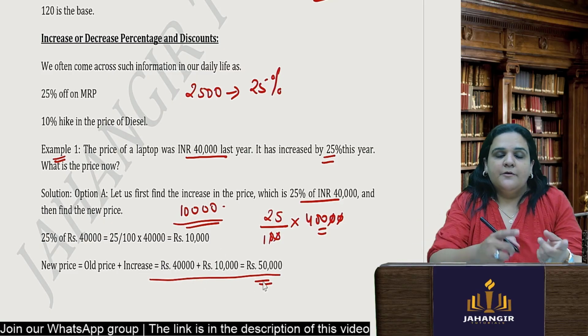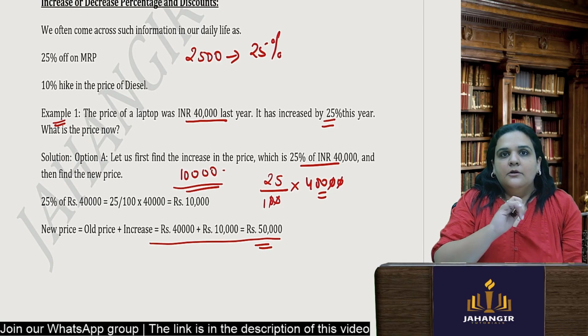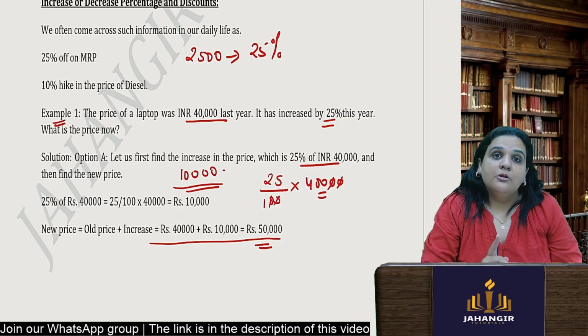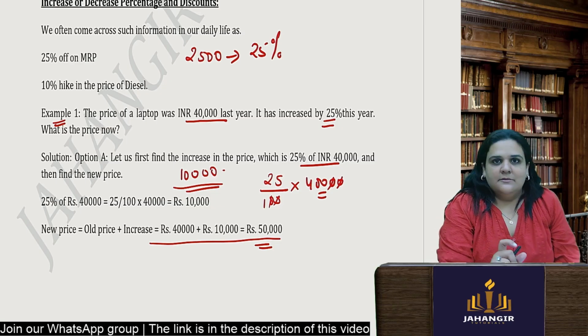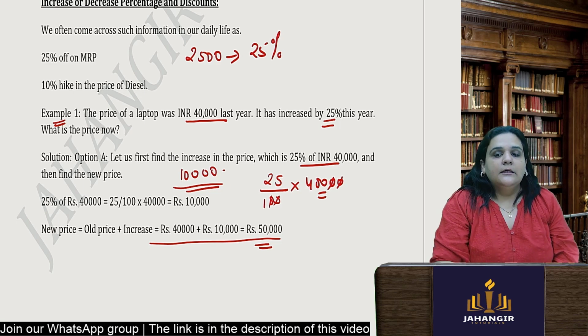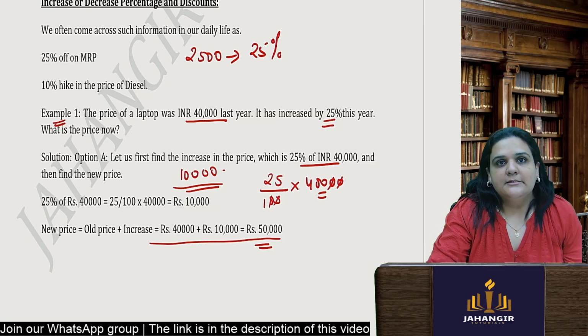In the MCQ they might give you this 10,000 also as an answer. So don't tick that. Don't attempt that 10,000. Attempt 50. Why? Because they are asking you the new price of the laptop. They are not asking you only the increased price. They are telling you it is increased by 25%. So now what is the new price? For us it is important to find the new price.